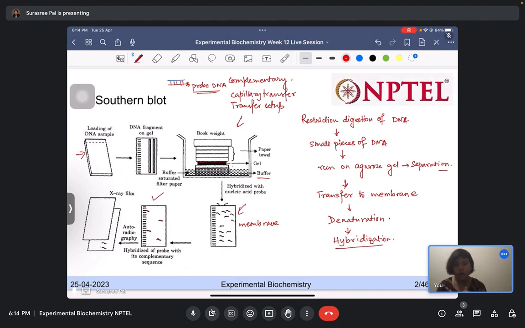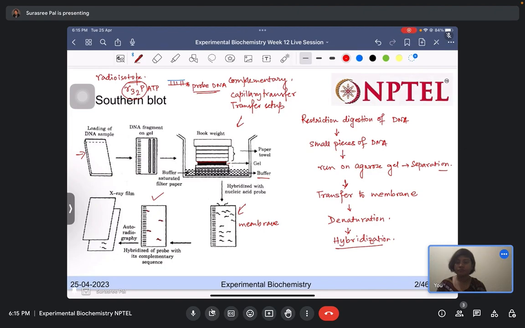Now how will we visualize it? How do we know where our probe DNA has been hybridized? For that we have to depend on the label that is there in the probe DNA. This label can be a radioactive label. So this probe DNA can be labeled with a radioisotope. This radioisotope is usually gamma 32P ATP. So actually this DNA is labeled with gamma 32 phosphate, right, which is a radioisotope.